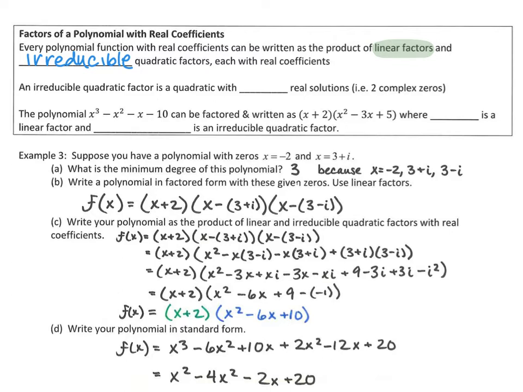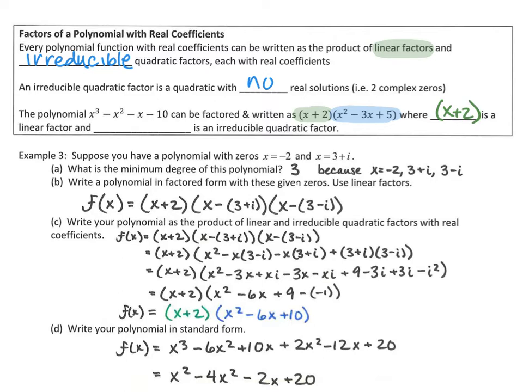Anyways, okay, so an irreducible quadratic factor is a quadratic with no real solutions, aka two complex or two imaginary zeros. So a polynomial here, we have an example. This polynomial x cubed minus x squared minus x minus 10 can be factored to be written as x plus 2, which is a normal linear factor, times x squared minus 3x plus 5, where, like I just said, x plus 2 is the linear factor.